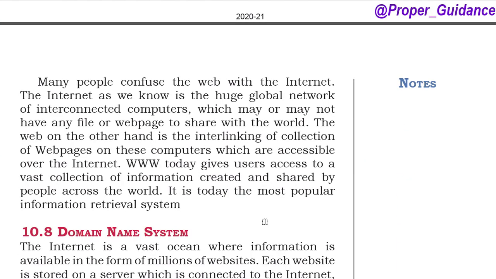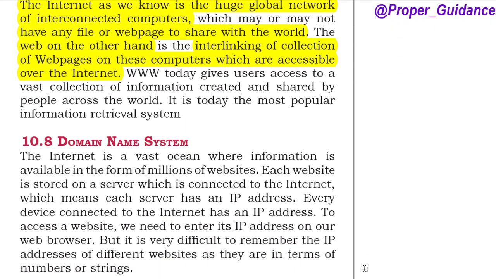Many people confuse the web with the internet. The internet, as we know, is the huge global network of interconnected computers which may or may not have any file or web page to share with the world. The web, on the other hand, is the interlinking of a collection of web pages on these computers which are accessible over the internet. www today gives users access to a vast collection of information created and shared by people across the world. It is today the most popular information retrieval system.